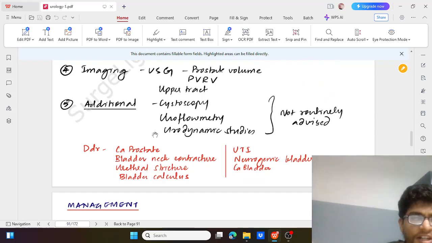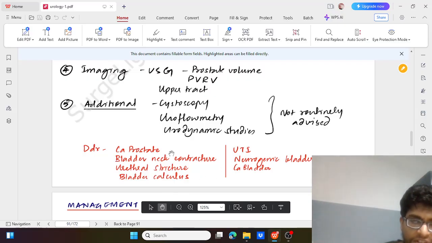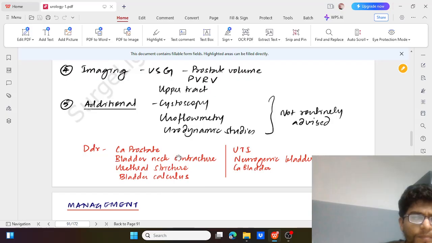What could be the differential diagnosis? As we have seen for these LUTS features, as we have discussed, it could be cancer prostate, bladder neck contracture, urethral stricture, bladder calculi, UTI, neurogenic bladder, and carcinoma bladder. These are differentials which have to be addressed in case it is not benign prostatic hyperplasia.